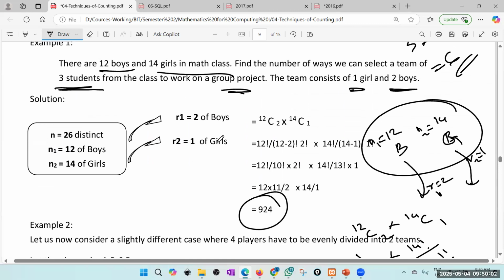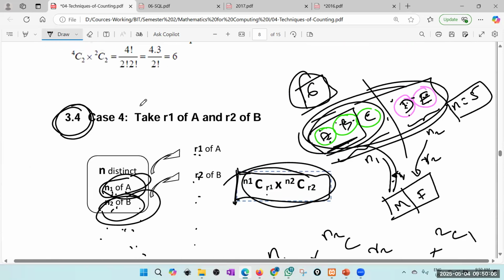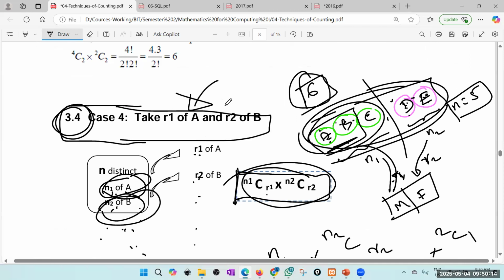Okay. Right. So that is case 4. Take R1 of A and R2 of B. Actually, this is one of the very famous or popular types of question. Because this is very practical, right? Sometimes there are restrictions like that.